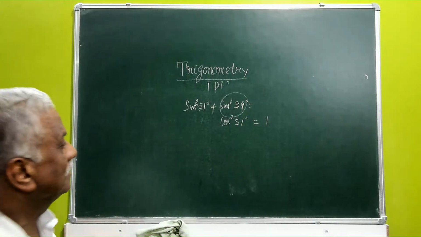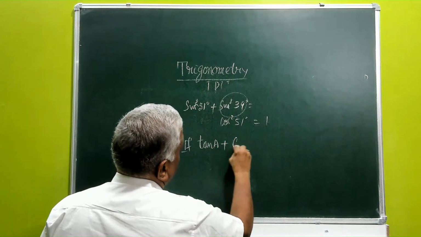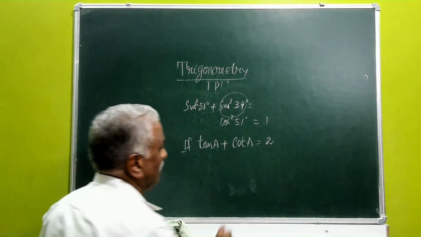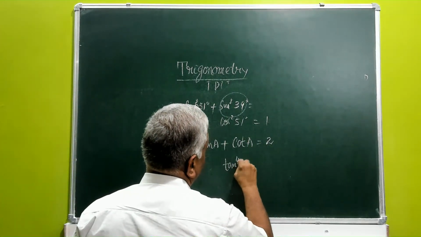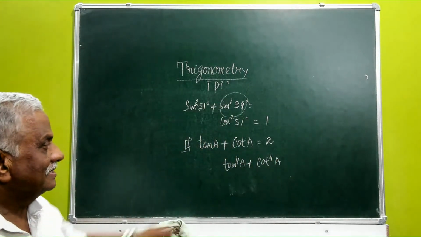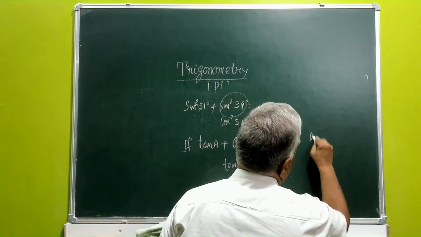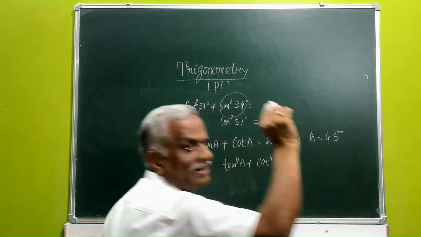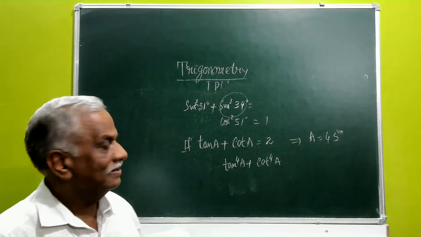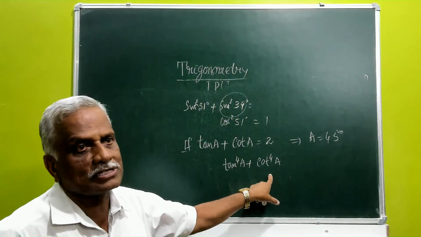Another problem: if tan A plus cot A is equal to 2, find the value of tan to the power of 4A plus cot to the power of 4A. See, tan A plus cot A being 2 implies A is equal to 45 degrees. Very, very clear. Tan 45 plus cot 45 is 2. So A is 45. Tan to the power of 4 is 1 to the power of 4, which is 1. Cot also 1, therefore the answer is 2.